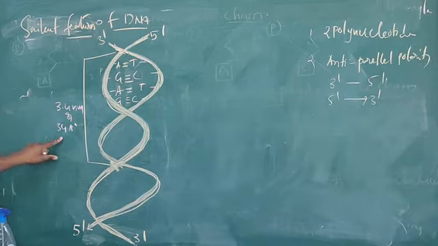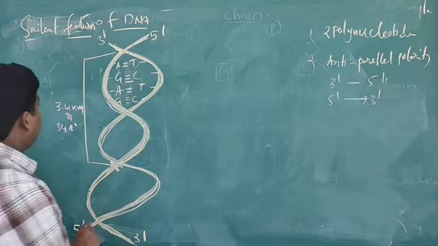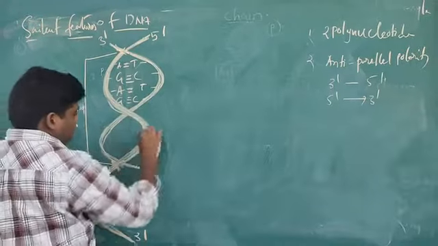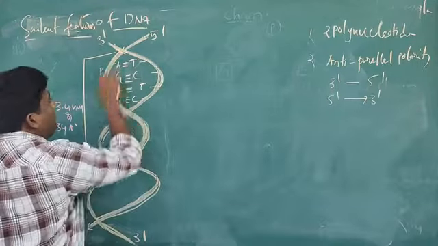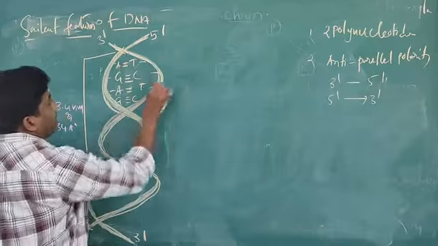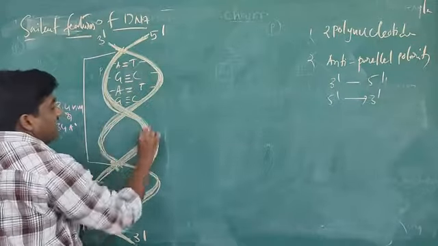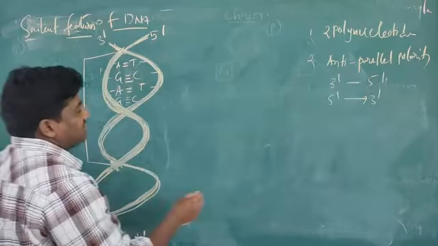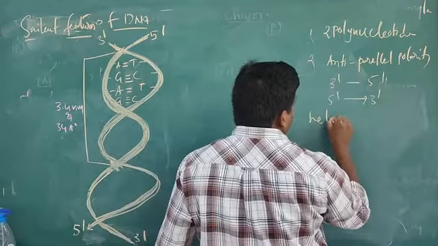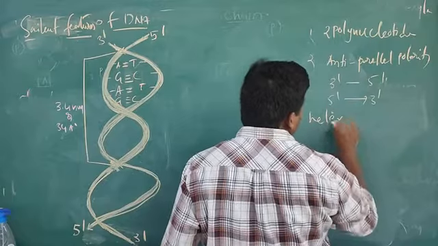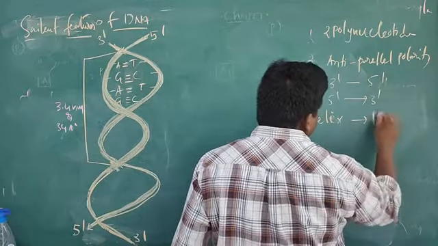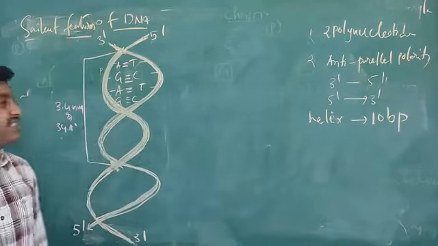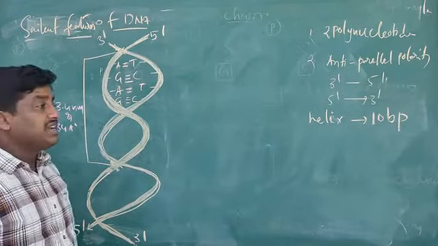Next, a complete helix, a complete turn like this one, how many base pairs does it contain? It contains 10 base pairs.